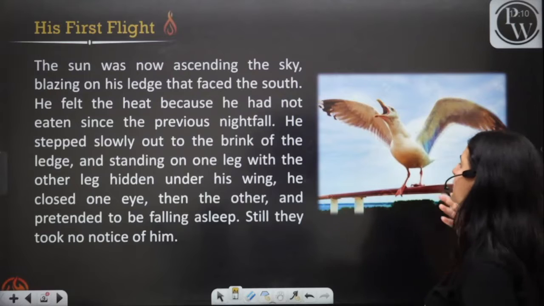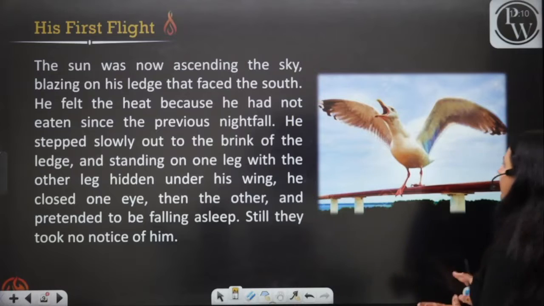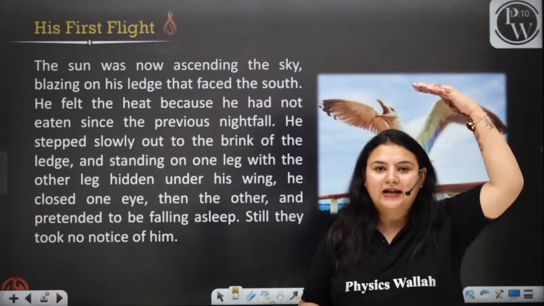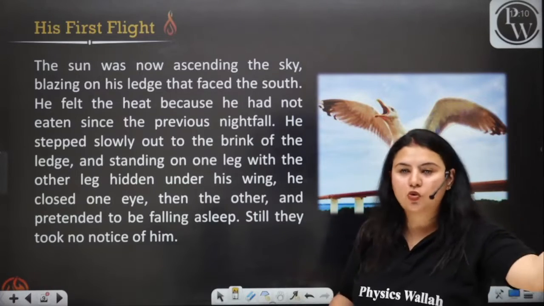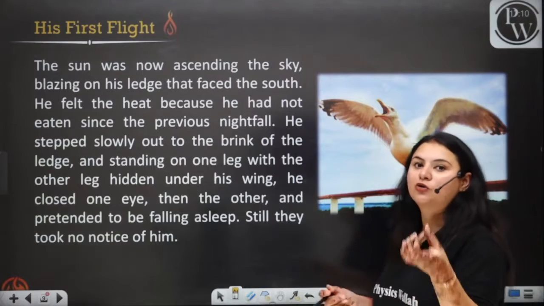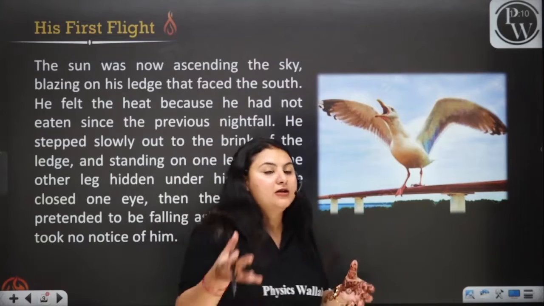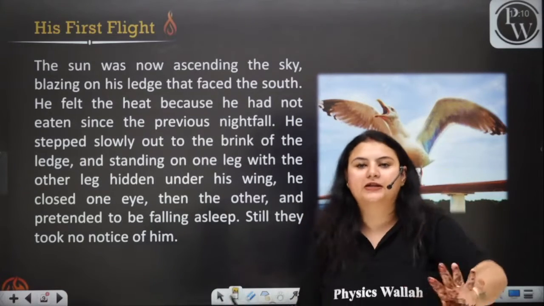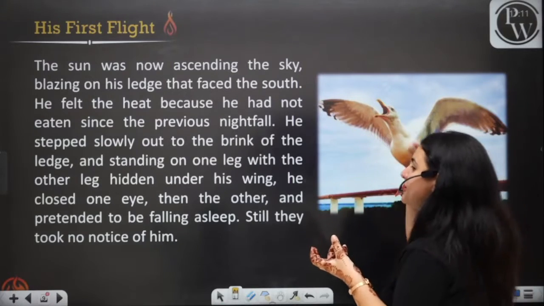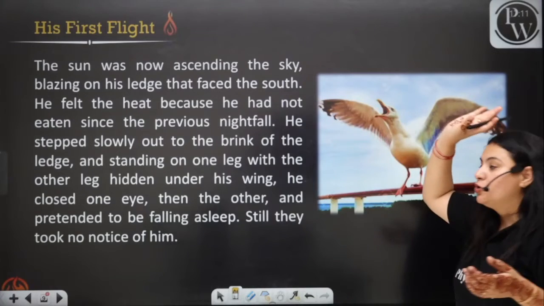He felt the heat because he had not eaten since the previous nightfall. Now here we can see that the sun was ascending. The sun was ascending means the sun was exactly overhead, because it's noon time. And he could feel the heat. He could feel the heat because, when you haven't eaten for very long, when you are very tired, you feel the heat, you feel everything. He was feeling the heat because he hadn't eaten since the previous nightfall. It has been 24 hours.